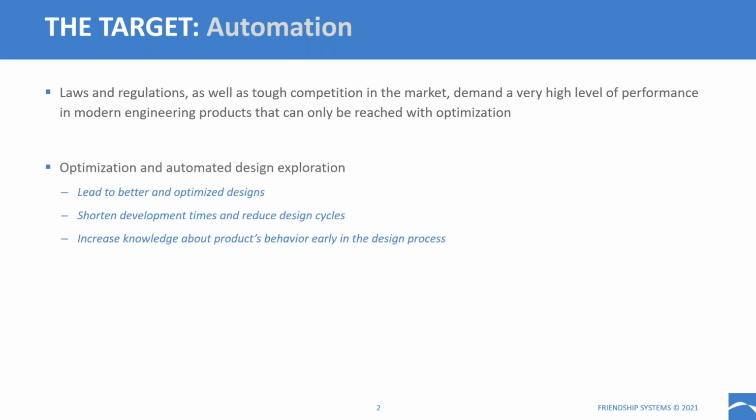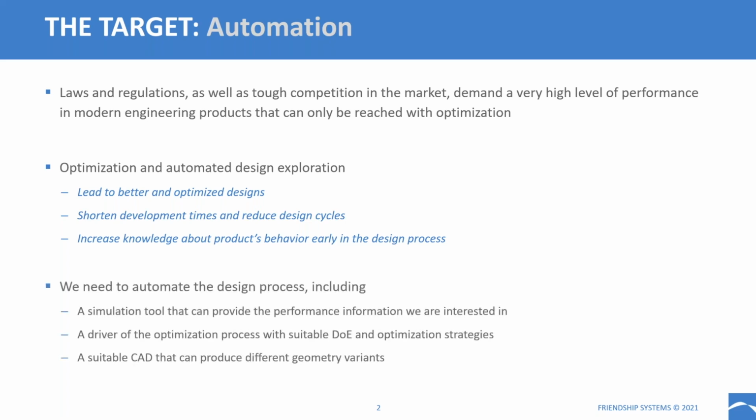optimization. And as Marco already mentioned in his presentation, optimization and automated design exploration can lead to better designs, obviously, but they can also shorten the development times, reduce the design cycles that are needed to get to a certain result, and maybe a little undervalued point, but quite important point, is that they increase the knowledge about how the product behaves with respect to changing parameters and what their effect is on the performance measures we're looking at early in the design process, which allows us to collect a database of information that we can use to base our design decisions on.